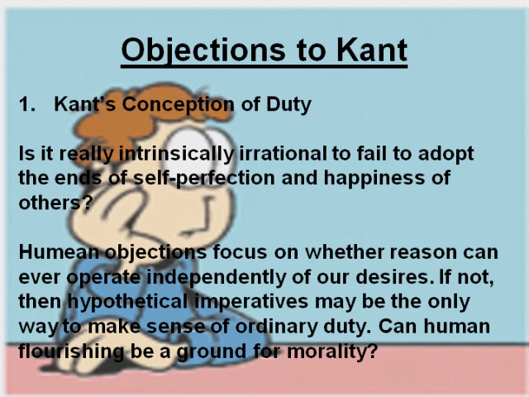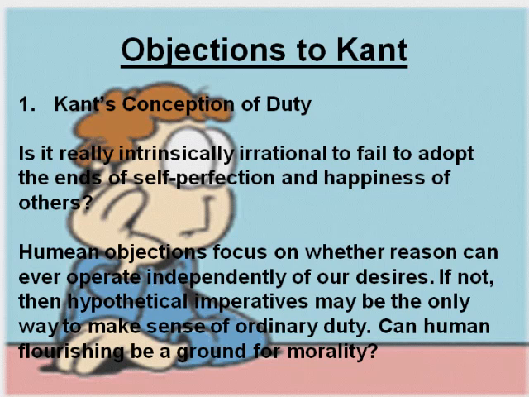Now, there are several objections that we can make towards Kant's theory. First, we can focus on Kant's conception of duty. First, we need to ask, is it really intrinsically irrational to fail to adopt the ends of self-perfection and the happiness of others? There may not be necessarily an irrational component to not do so. We may be able to look to David Hume, again, a philosopher who we'll look at later in the semester briefly, and who Kant credited for awakening him from his, quote, dogmatic slumber.